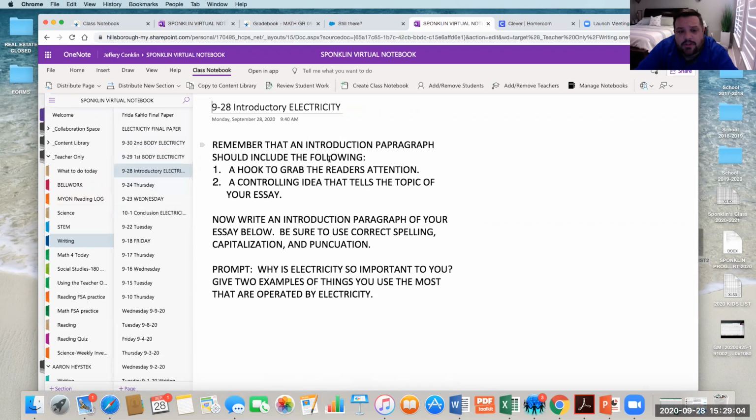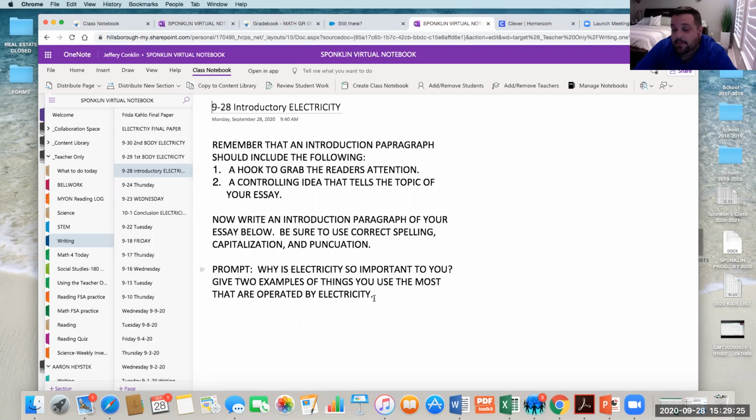Remember that your introduction paragraph should include the following: a hook to grab the attention and a controlling idea that tells the topic of your essay. So all you're doing today is writing the introduction paragraph about what we just read, and here's your topic. Why is electricity so important to you? Give 2 examples of things that you use most that are operated by electricity.